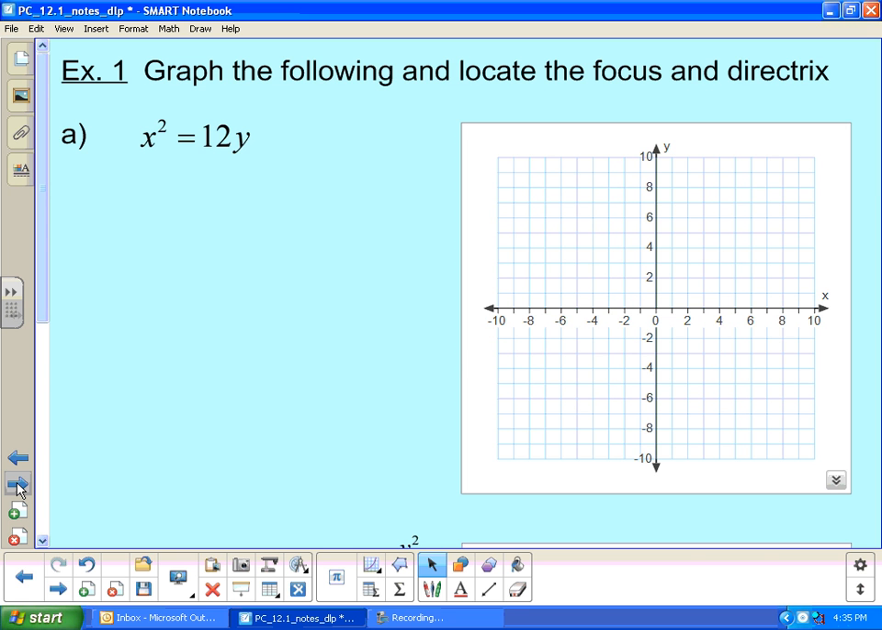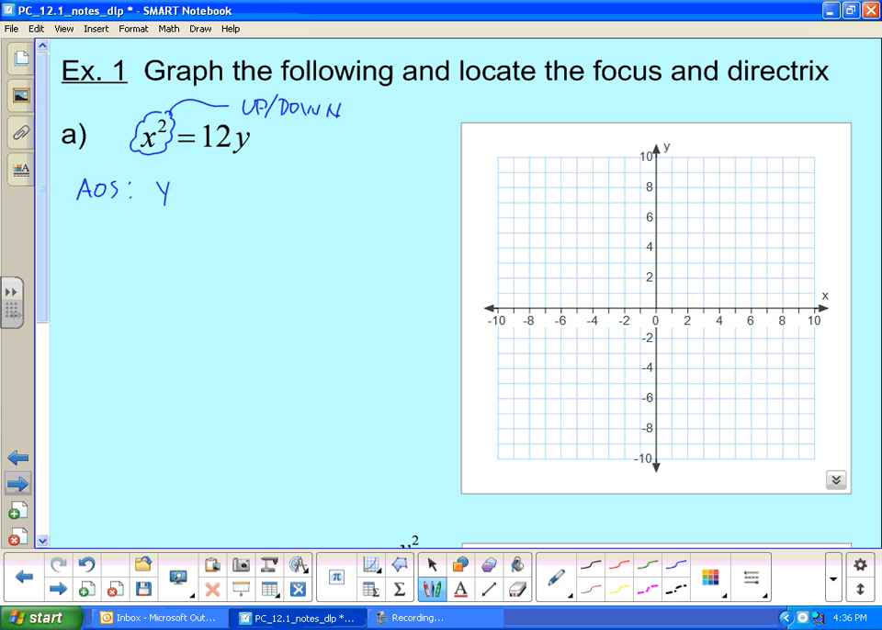So our first one, x squared equals 12y. What you might want to do is remember, based off the formula, what axis I'm wrapping around. When I see an x squared equals something y parabola graph, I know that the x squared means that our graph is opening up or down. So I just know x squareds mean up or down, y squareds mean right or left. If my graph is opening up or down, that means my axis of symmetry, we'll call it AOS, is going to be the y-axis.